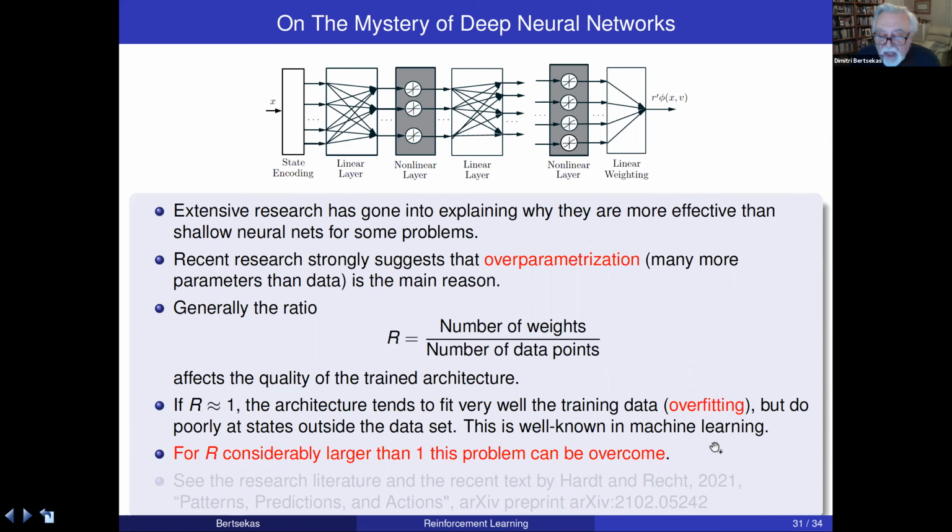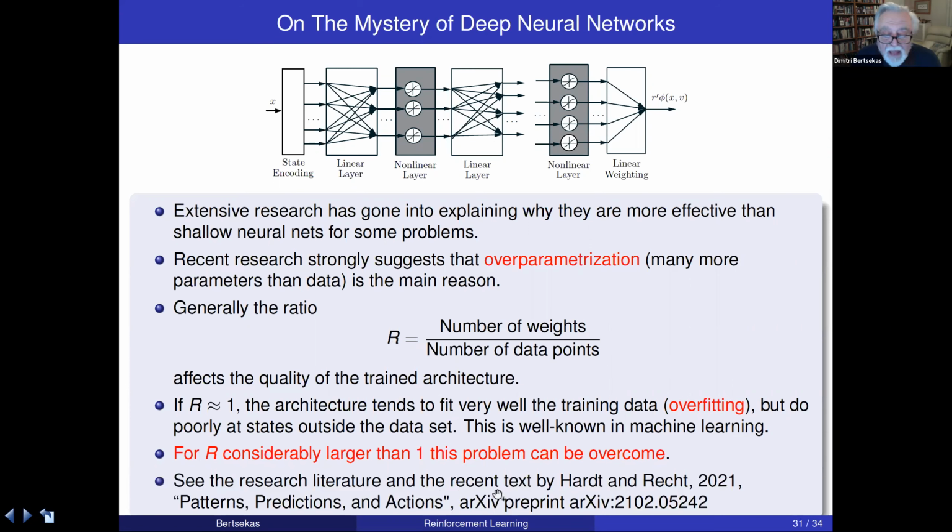And there's a lot of recent literature. In fact, just this last month, there was a textbook that came out on the internet that's freely available by Hardt and Recht, and talks about a number of issues around classification, pattern recognition, reinforcement learning, and also the issues of training.